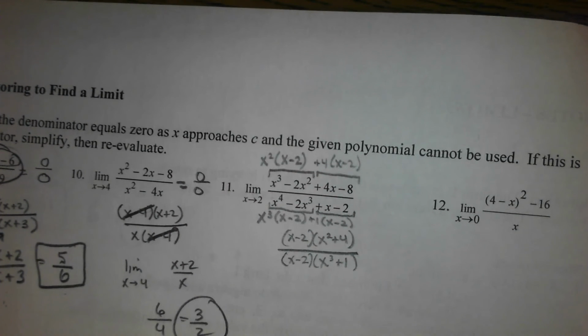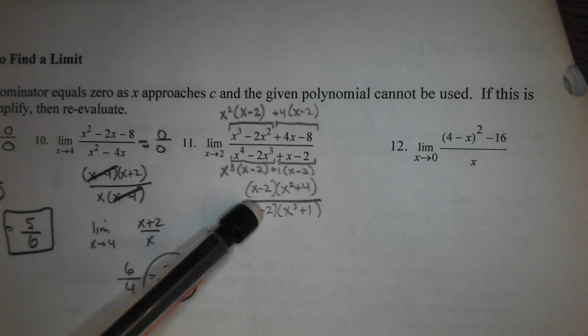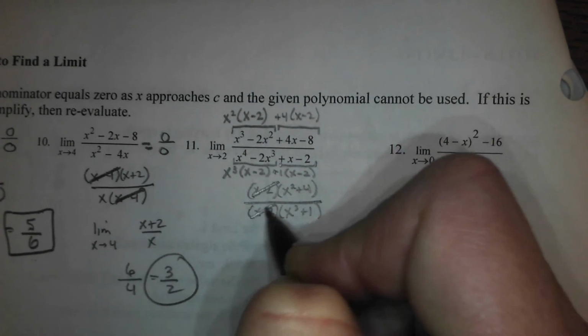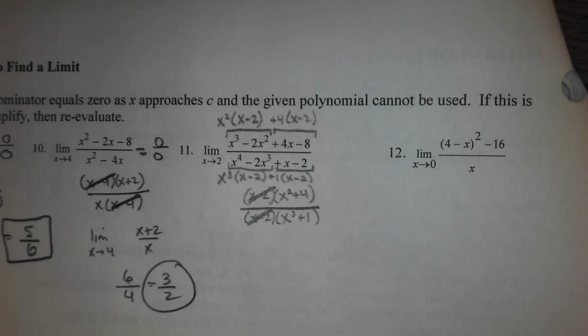And so the factor that cancels is the one that, of course, was problematic, right? When you plug in a 2 to a factor of x minus 2, that's what was causing the 0 over 0. So now we don't have to worry about that. And we can reevaluate.